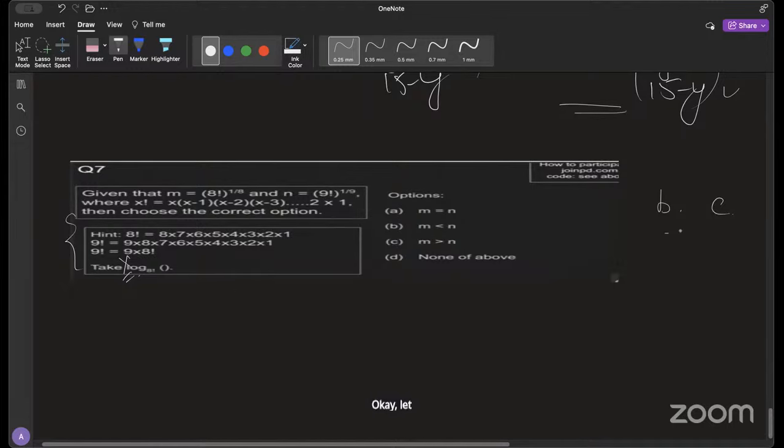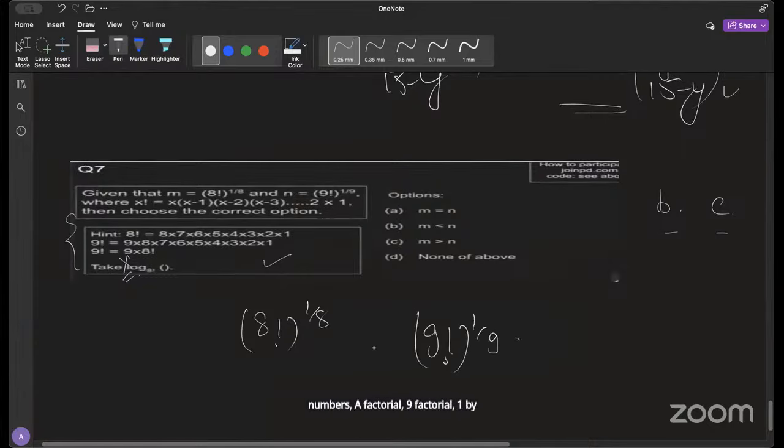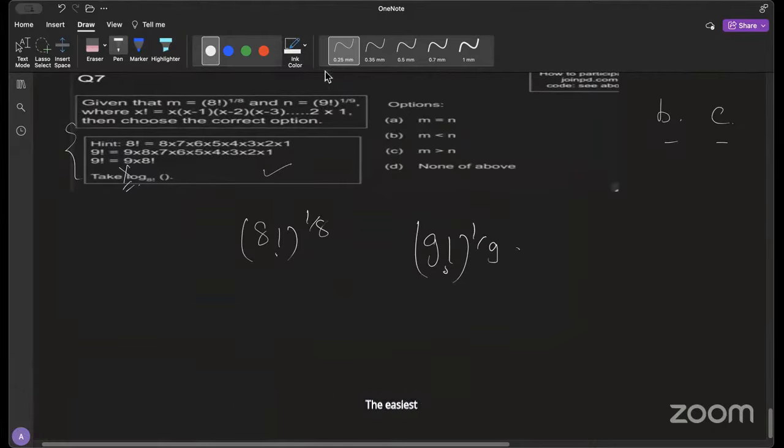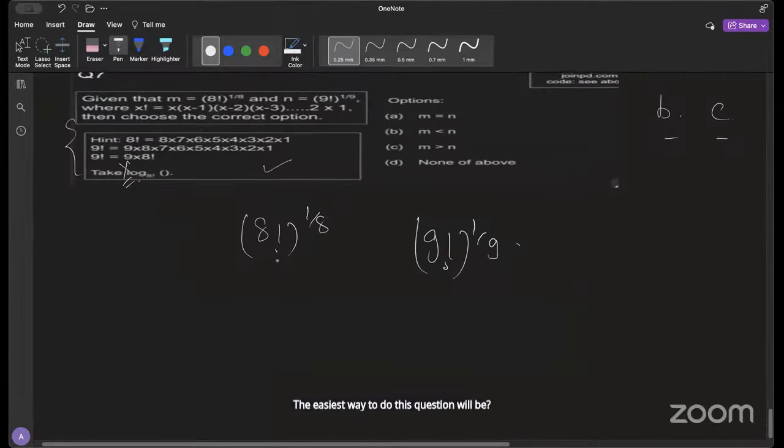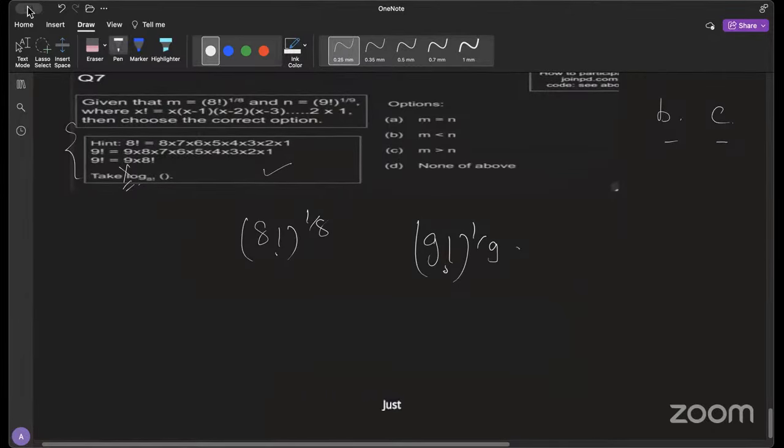Okay, let's check which one's correct. So, has anyone used this hint, by the way? No, ma'am. Okay. So, you've been given two numbers, 8 factorial and 9 factorial to the power 1 by 9. So, these two are the numbers. The easiest way to do this question will be just 1 second.